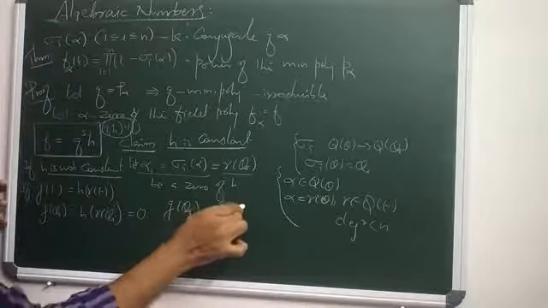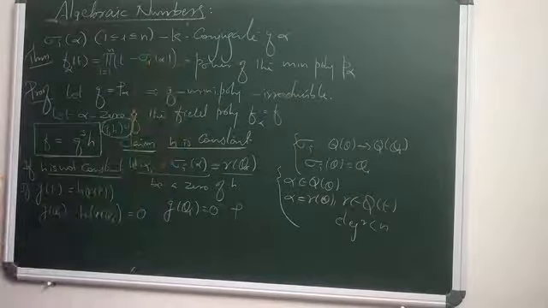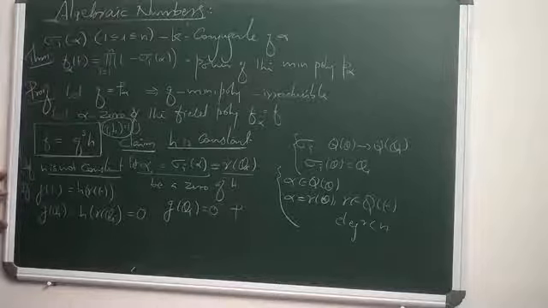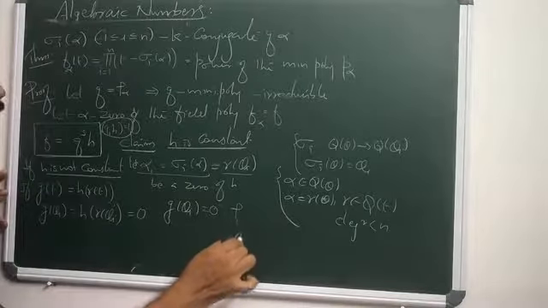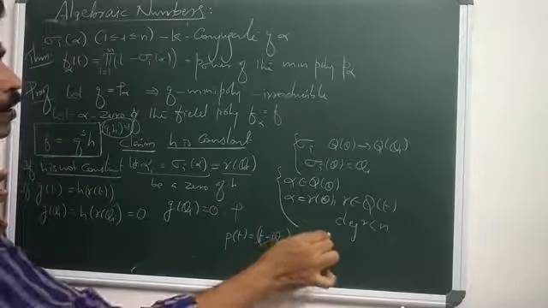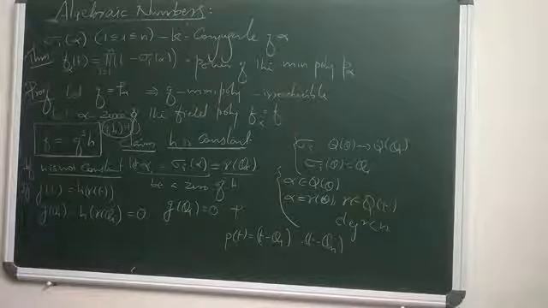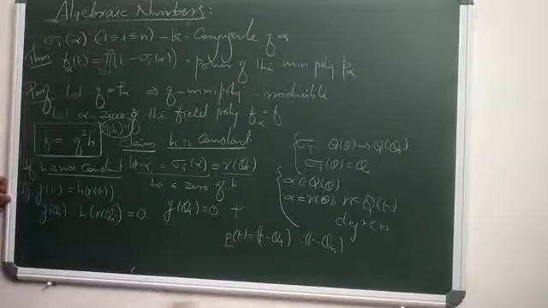But what is p? P is a minimal polynomial of theta over q. That is p of t. What is p of t? It is t minus theta 1, etc., into t minus theta n. P is a minimal polynomial of theta. In particular, what is p of theta I? So p of theta I is also 0.